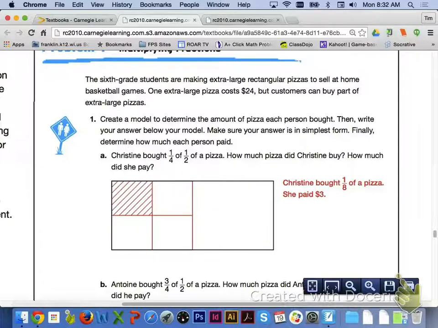If we look back into the problem situation, we can see that the pizza is going to cost $24, so we have to try and determine what 1/8 of 24 is. If we break that up into equal sized parts, we can see then that she is going to pay $3 for her piece of pizza. So that is how you are going to tackle the rest of number 1. Like I said, I want you to do letters B through F with your group members.